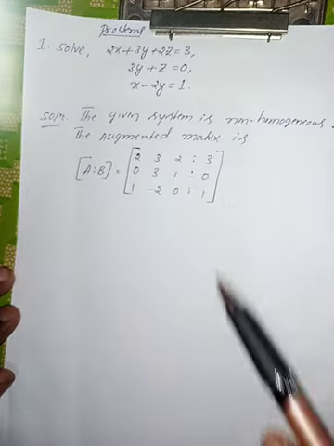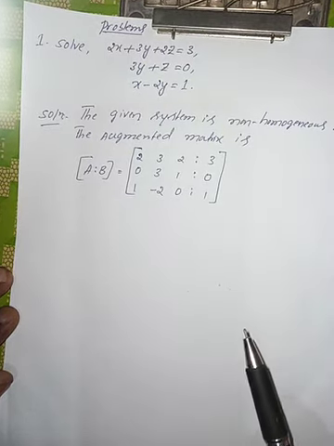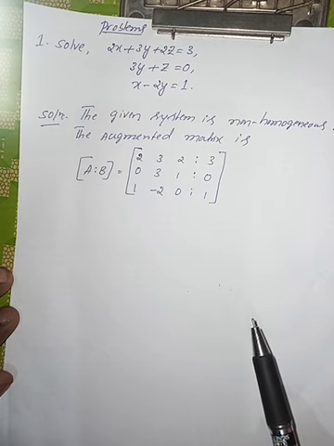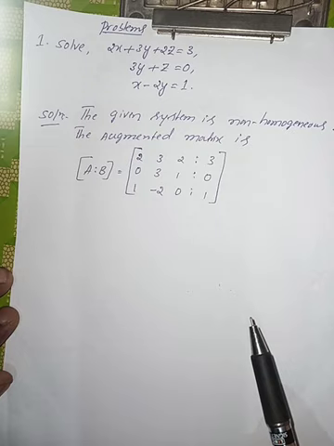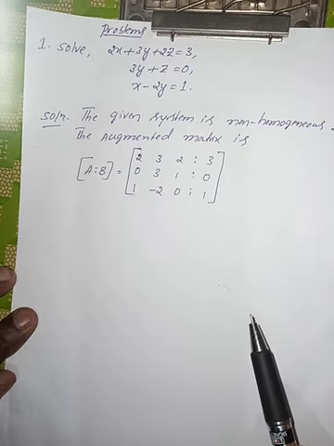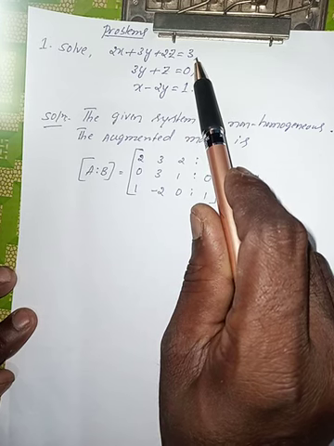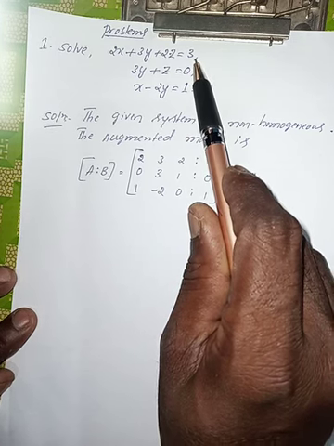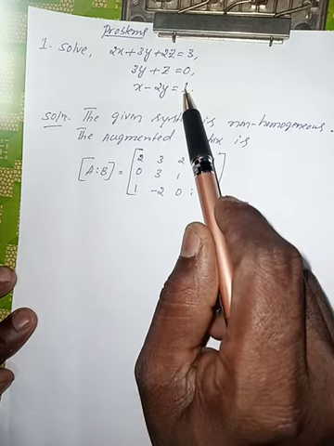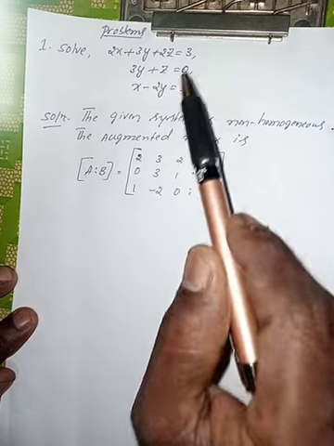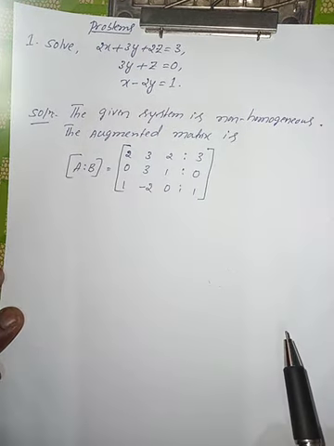So as I said in the previous lectures, when a problem is given, the first thing you have to do is identify whether the given system is homogeneous or non-homogeneous. Clearly, this system is non-homogeneous because the RHS constants are not all zeros. 3 and 1 are the non-zero constants. Therefore, this system is a non-homogeneous system.